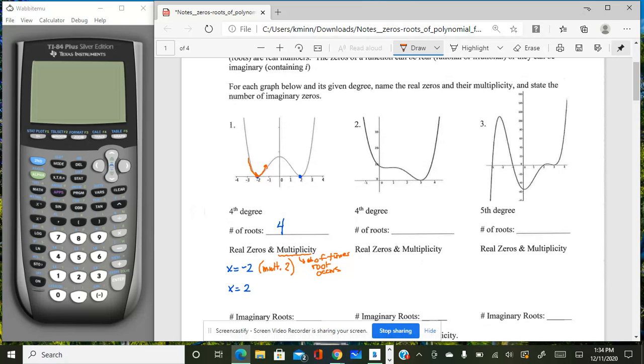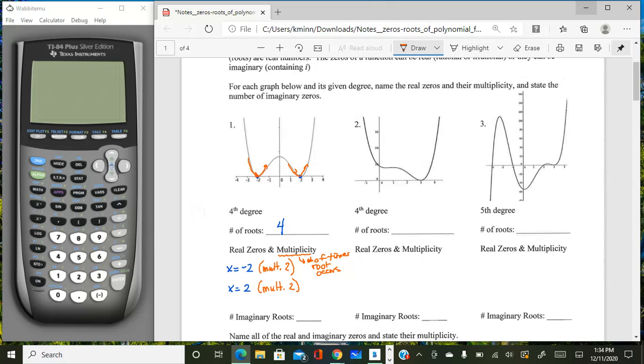At +2, the graph also decreases and then increases. So that minimum point is tangent to the x-axis, making +2 also have a multiplicity of 2. So they occur twice. So there is your total number of 4 zeros: 2 at -2, 2 at +2.